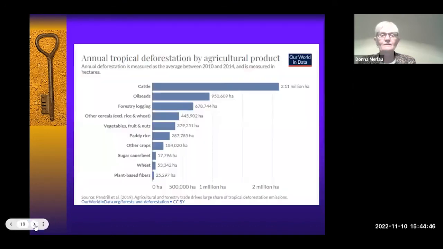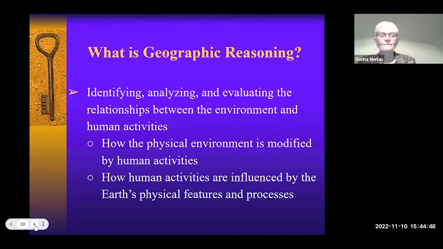Okay, Greg. Okay. So I'm identifying and analyzing and evaluating the relationship between the environment and human activities. How the physical environment is being modified. It's being deforested. It's a process. Humans are doing that. By the way, you modify the environment when you build a house or build a road or build a canal. Anytime I am taking the space and what it looked like naturally and changing it, I'm modifying it.